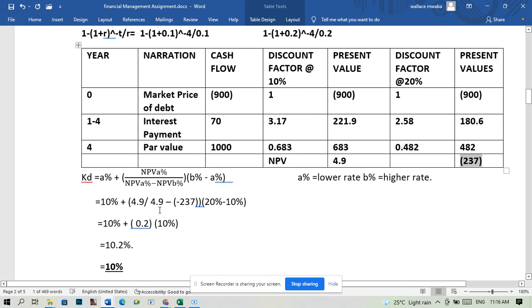Then you say 4.9 minus negative 237, we get 241.9. So we say 4.9 divided by 241.9, we're going to get 0.02.